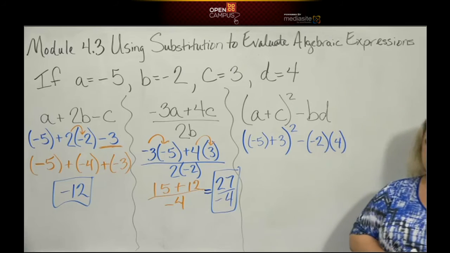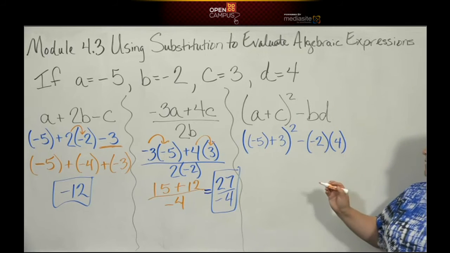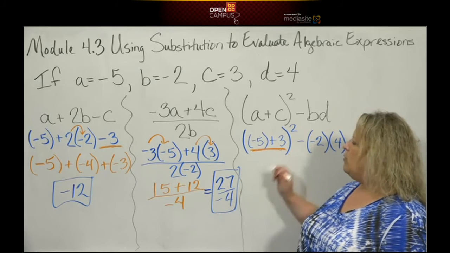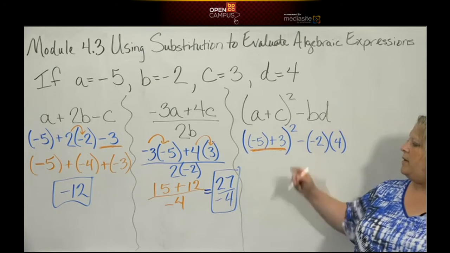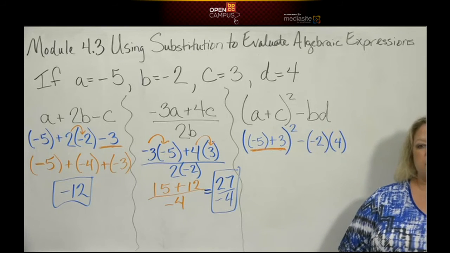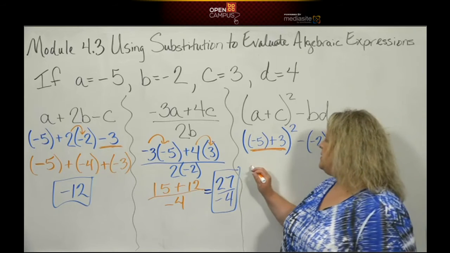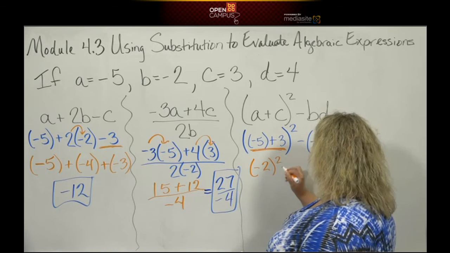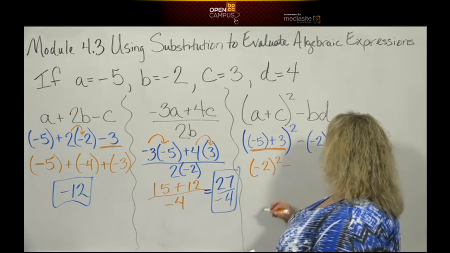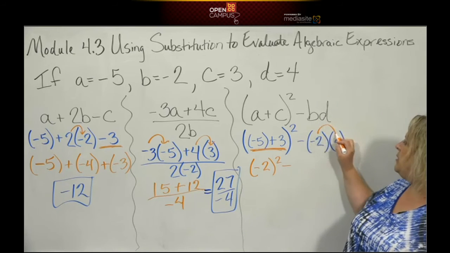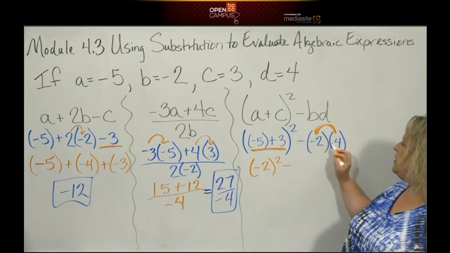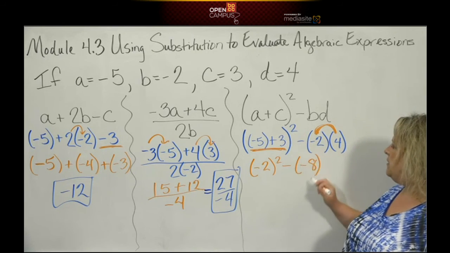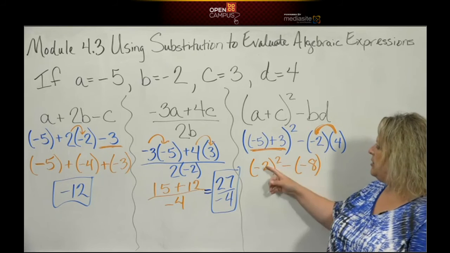All right, so this looks like a lot, but parentheses, I do what's inside here first. What is inside here is a -5 and a +3. Remember, the signs are different, so what am I going to do? Subtract and take the sign of the bigger number. So that's going to give me -2 to the second power minus, and let's go ahead and let's do this multiplication right here. I have a -2 times a +4. What does that give me? -8. That's right.